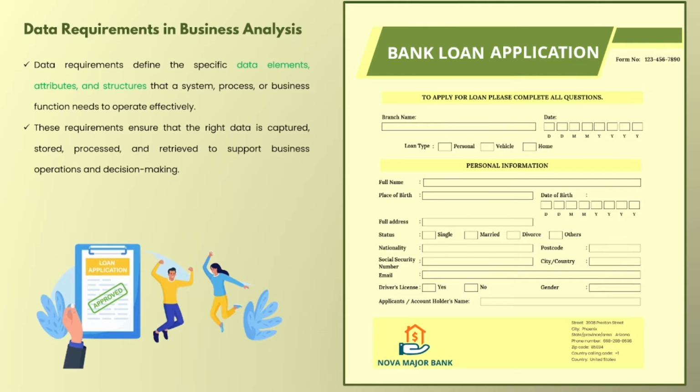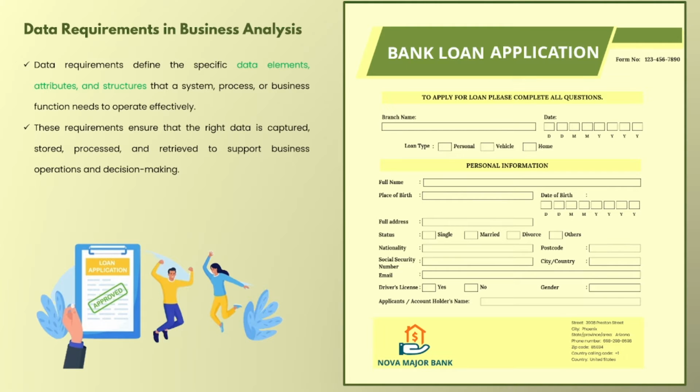Data requirements define the specific data elements, attributes, and structure that a system processes or a business function needs to operate effectively. So basically, this is about figuring out what kind of data the system actually needs, like customer name, email, loan amount. Those are data elements, and along with that we also think about their attributes, like the format of that particular data element, like we want text data, number data, or date data. They all together are called data attributes.